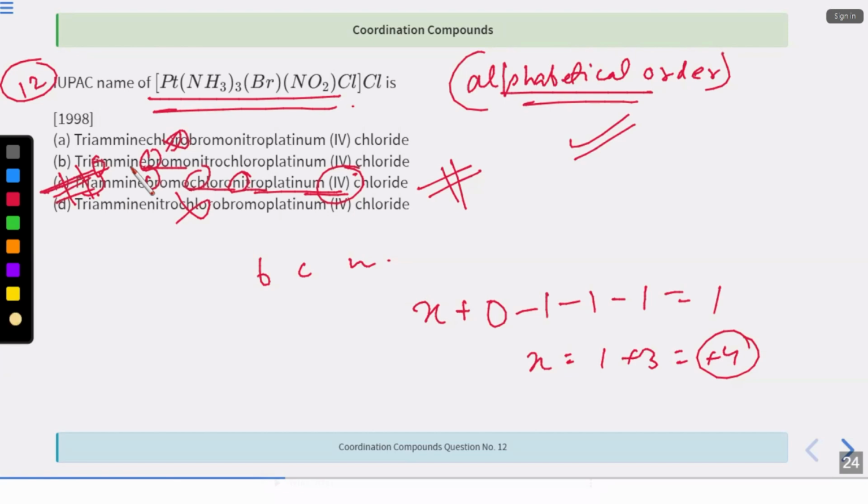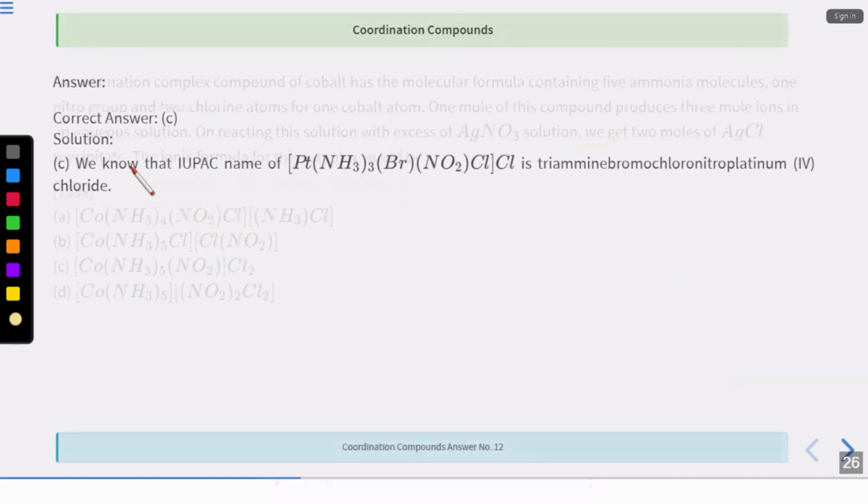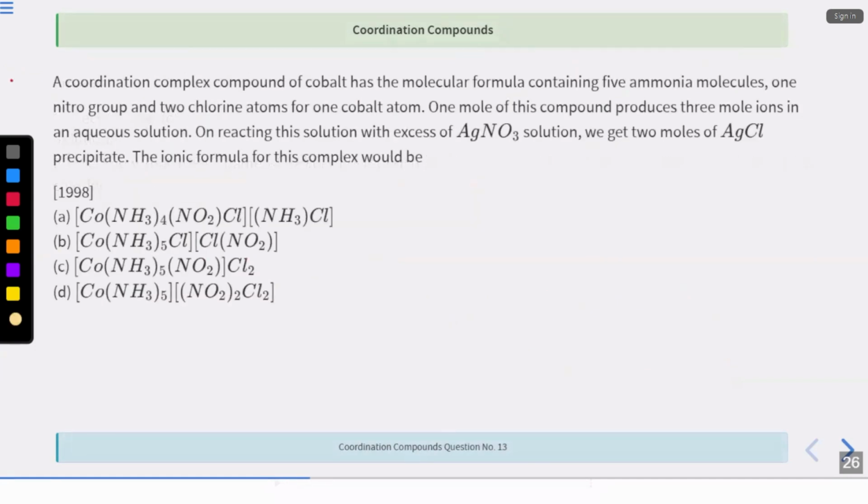Cool. Now moving on to question number 13. A coordination complex compound of cobalt has the molecular formula containing 5 ammonia molecules. Okay, so there are 5 ammonia molecules. One nitro group. In everyone it is there. So this is wrong because there are 2 nitro groups. So it is not an answer option. 2 chlorine atoms for 1 cobalt atom. 2 chlorine. Here it is 2 chlorine. Here also 2. Here also 2.